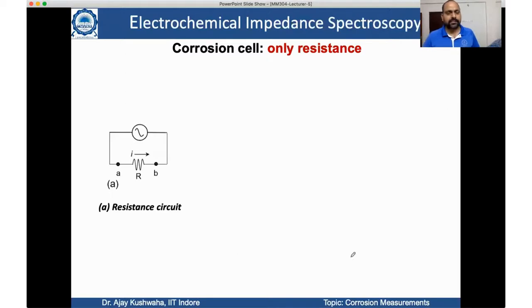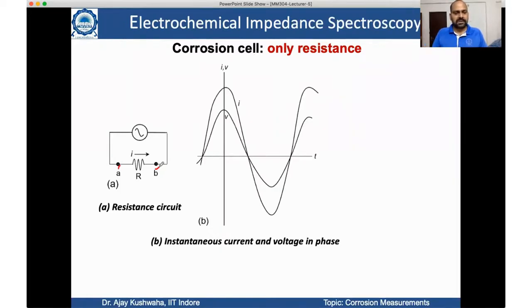When we have a corrosion cell with only resistance, right? So figure A you can see here. See the figure here, we have only resistance and we are applying a current. Current is passing through the resistance. So what is the voltage difference between point A and point B? If this is the case, then we can see what is the relation between the current and voltage, whether they are in phase or there is any difference.